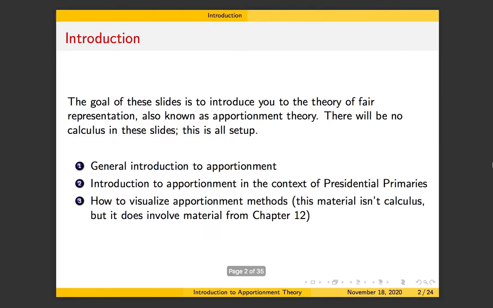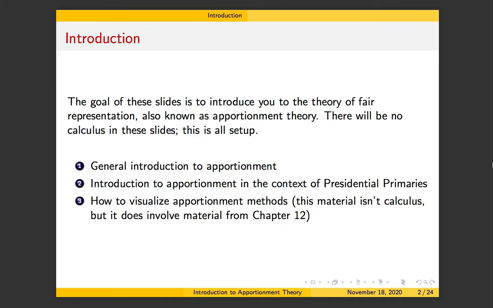So the goal of these slides is to introduce you to the theory of fair representation, aka apportionment theory. No calculus here, all set up. So I'm going to go through this as quickly as possible just to get to the calculus, but there is quite a bit of vocabulary and setup involved.